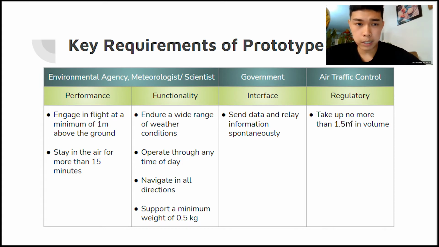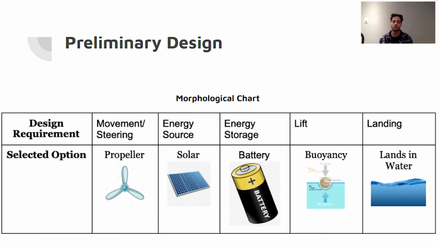The government will need the project to send data spontaneously in order to send alerts of any dangerous weather or environmental condition, while air traffic control would need the device to be as compact as possible. This small chart shows our design requirements and how each design requirement will be achieved, so that when all these factors are put together, the finished product will result in our preliminary design. This is the design that scored the highest based on our decision matrix.